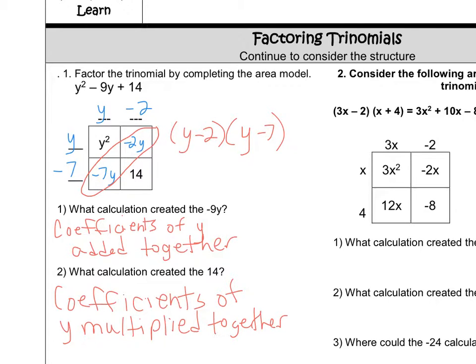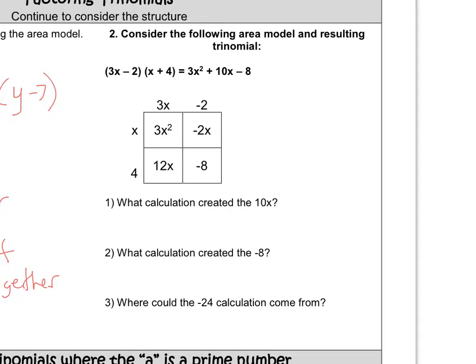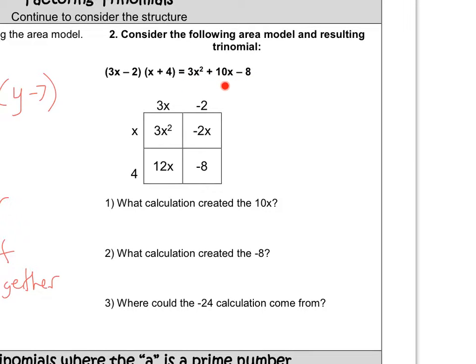All right, so now I want you to consider the following area model that I've already got completed. Notice that our resulting trinomial has a leading coefficient. Our first step, as we learned last class, is to try and factor out this 3, but it's not going to factor out. So we're stuck with this leading coefficient. So look at this and tell me, where did the 10x come from? It might help to go back and look at what we just did.